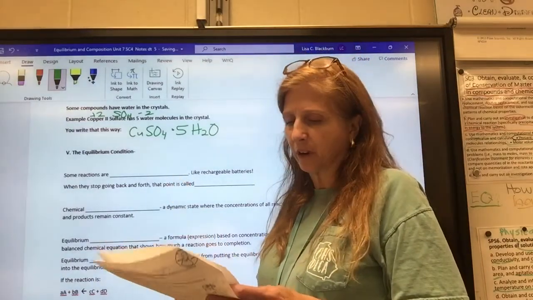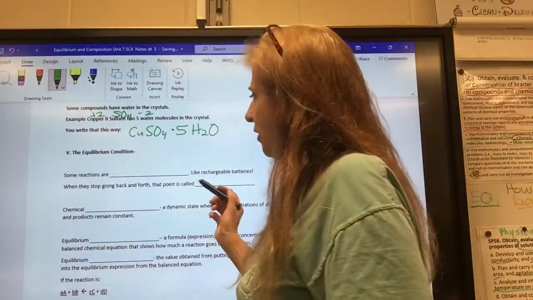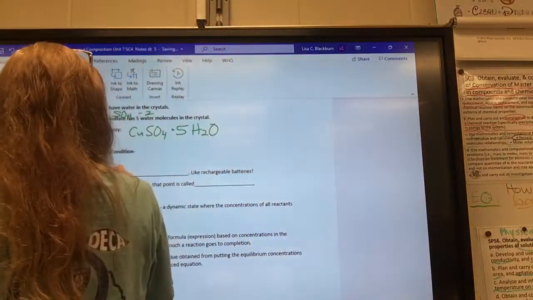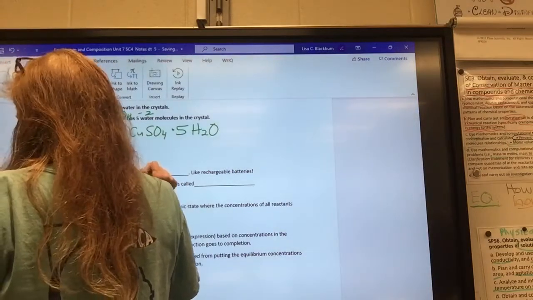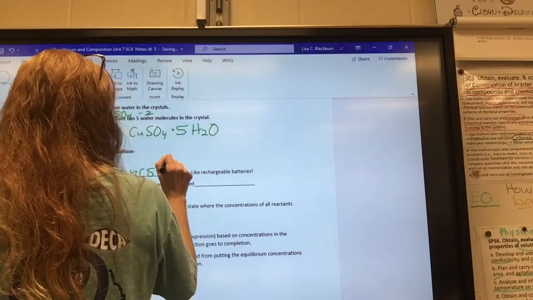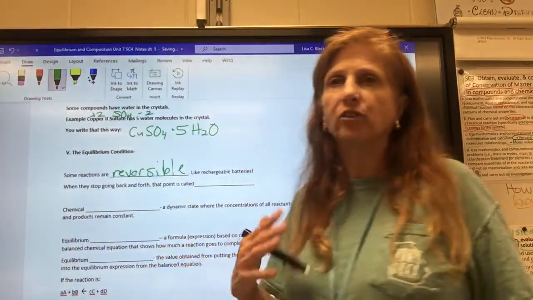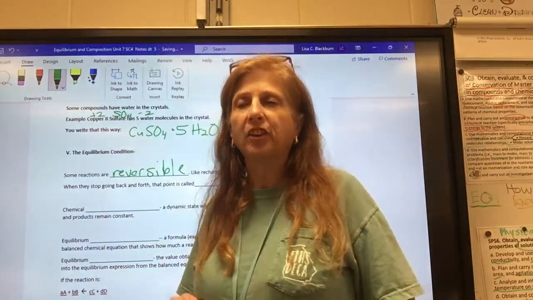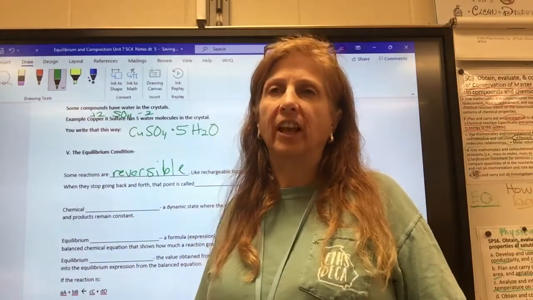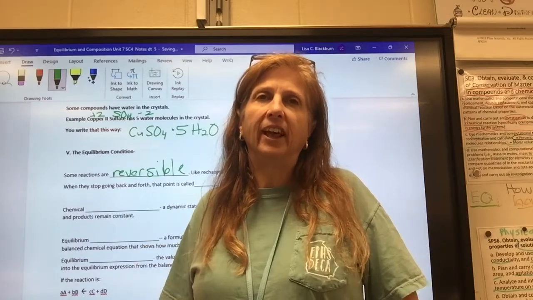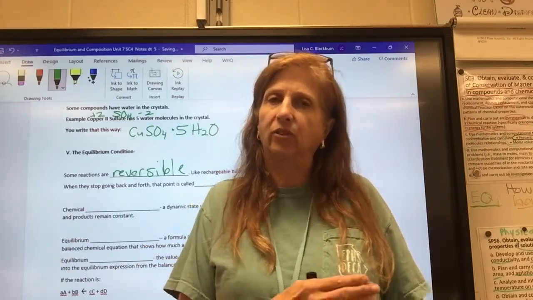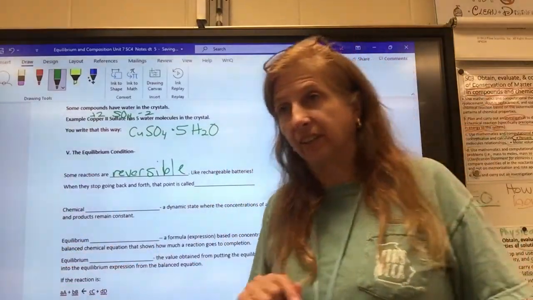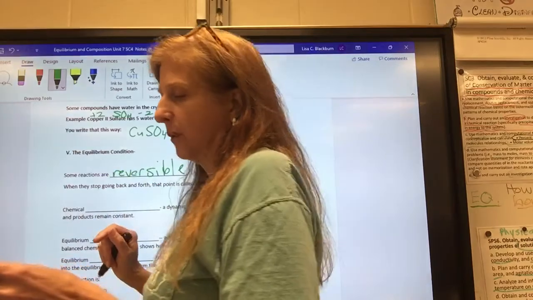All right, the equilibrium condition. So we already know some reactions are reversible, like rechargeable batteries. You're familiar with this. The battery in your phone is a chemical. As the chemical reacts, it produces electricity. When your battery is dead, you run the electricity through it backwards, and it makes it go from products back to reactants again. You can get the chemicals you started with again.